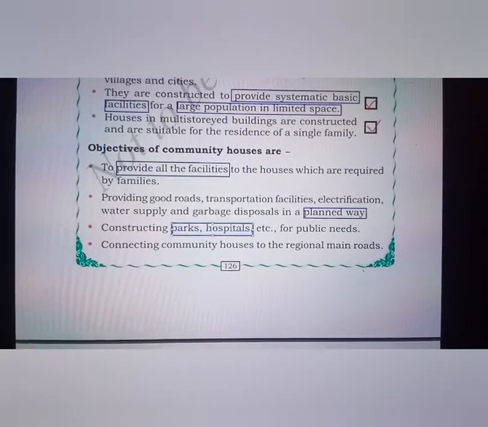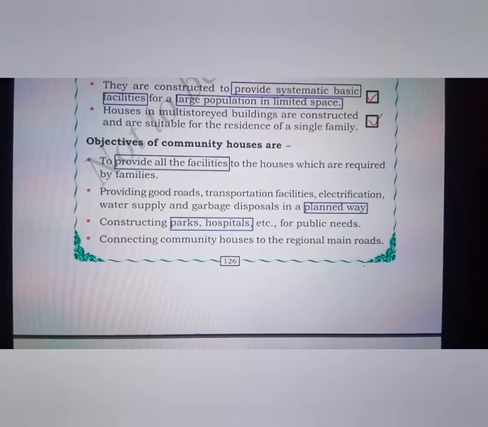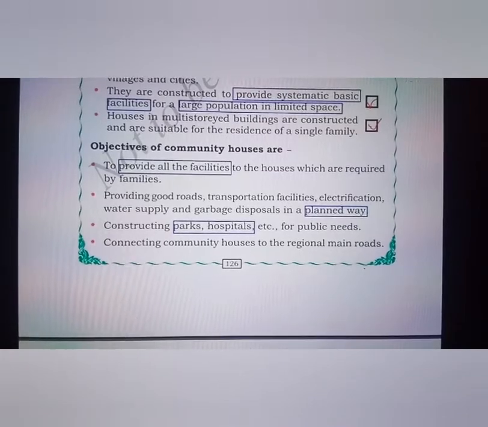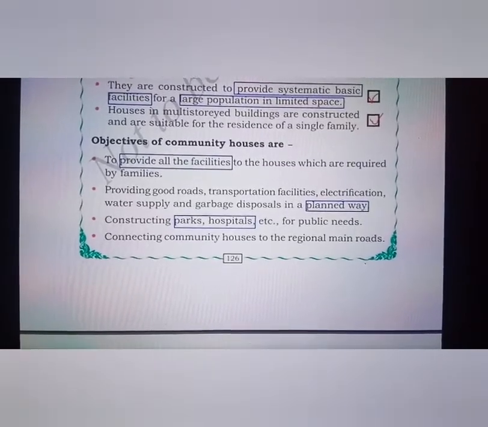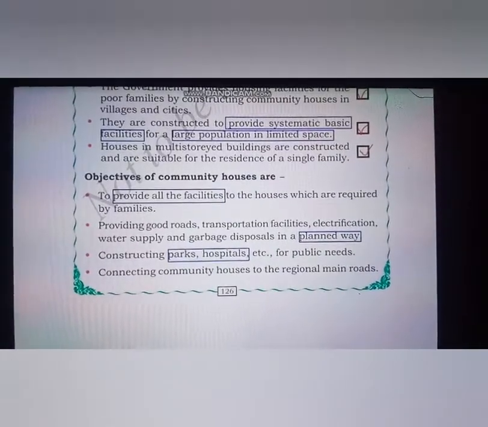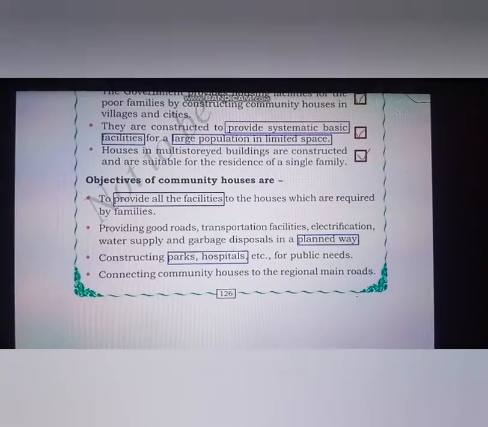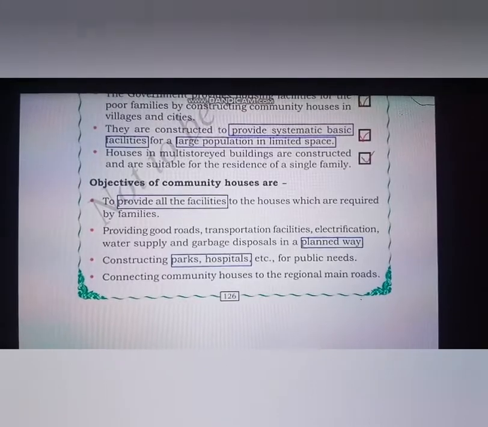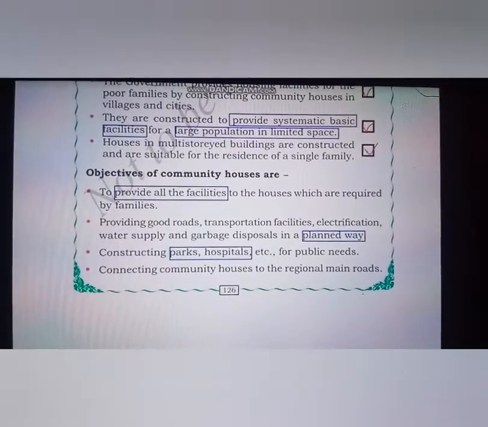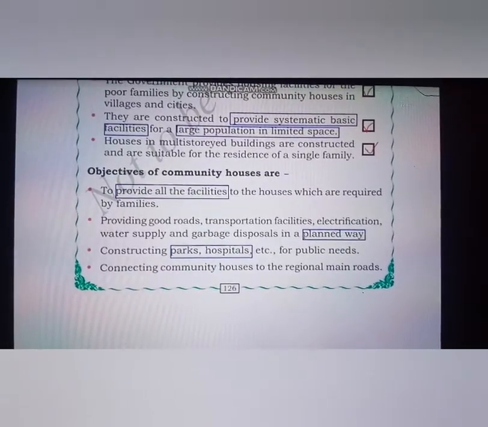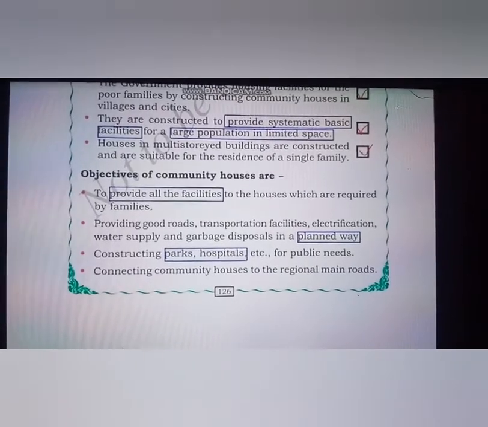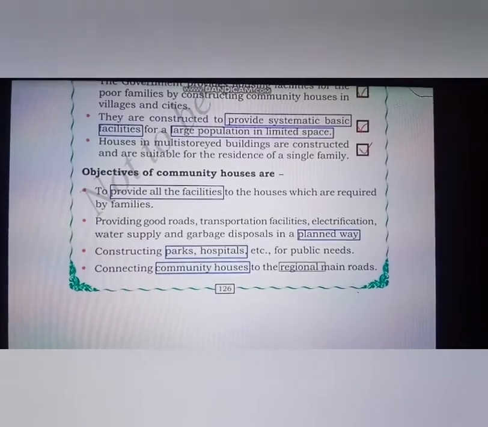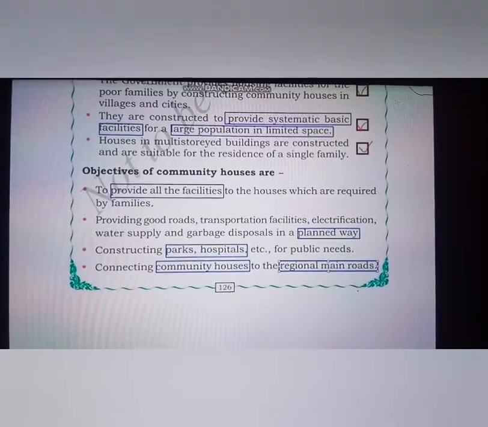Next, constructing parks, hospitals, etc. for public needs. In any community there is a need for a park for children and hospitals to take care of the health and well-being of the community. So community housing projects also construct parks and hospitals. Next, connecting community houses to the regional main roads. In order to ensure good transportation, the community houses need to be connected to the regional main roads.